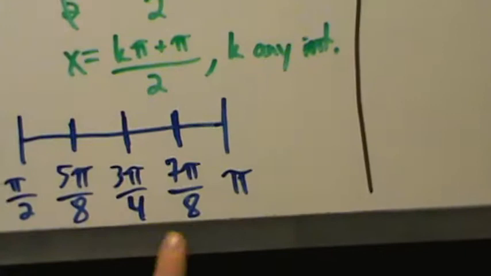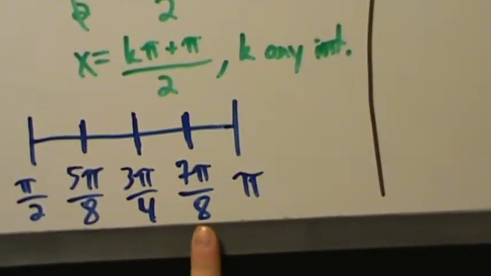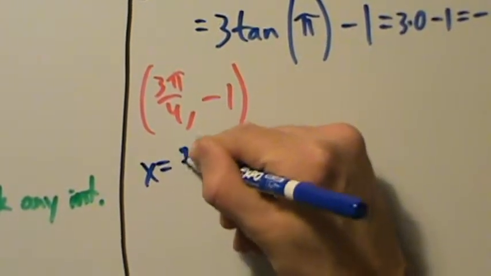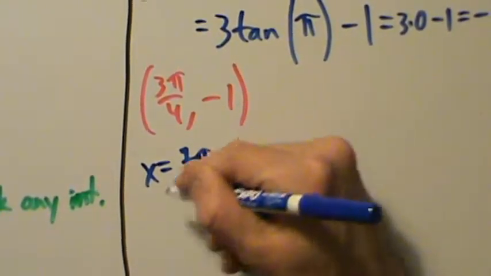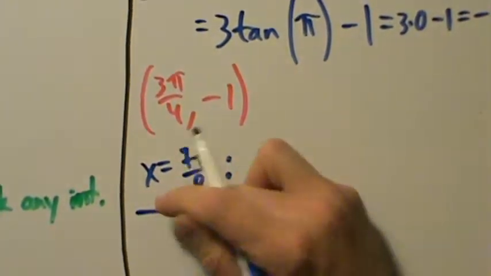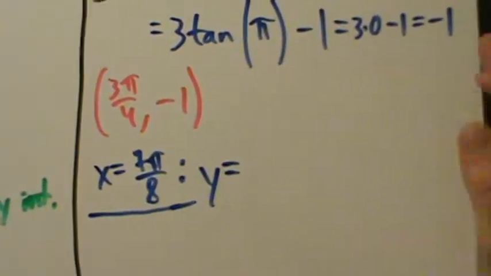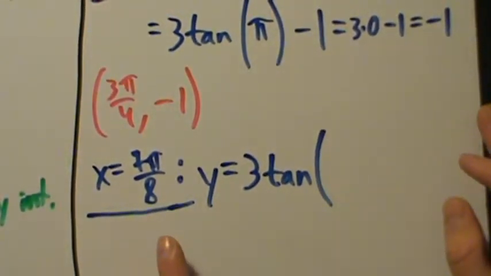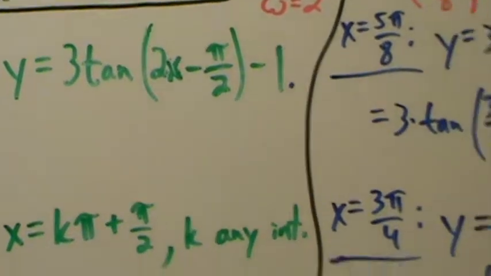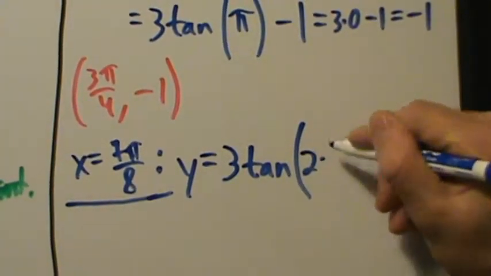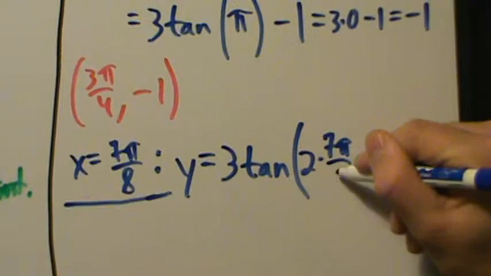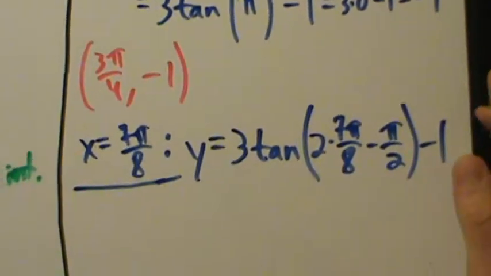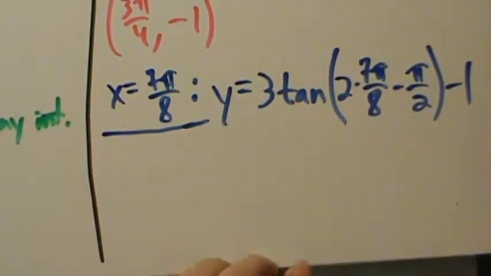Now, lastly, we do the same thing for this third x value in the middle here, so 7 pi over 8. So when x is 7 pi over 8, what's going on? We have y equals 3 times the tangent. Again, we're just plugging in these x values into the original function up here. So y equals 3 times the tangent of 2 times 7 pi over 8, and then minus pi over 2, and then minus 1. Let's simplify that separately down here real quick.